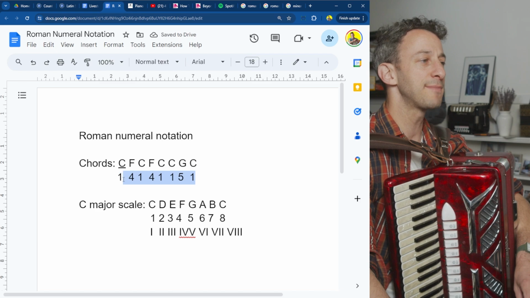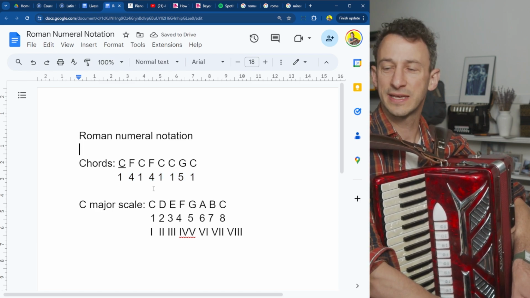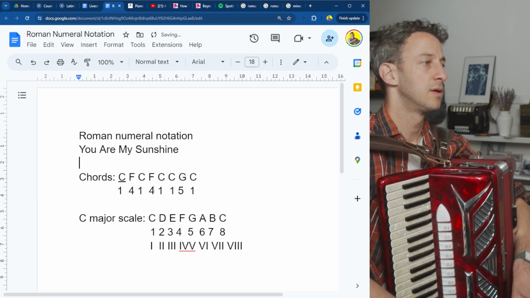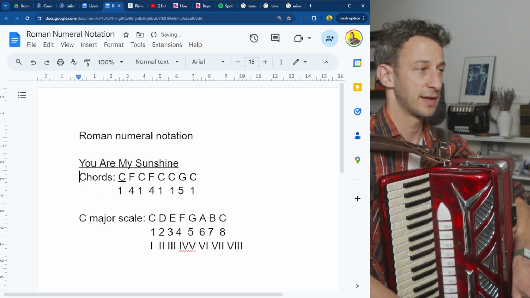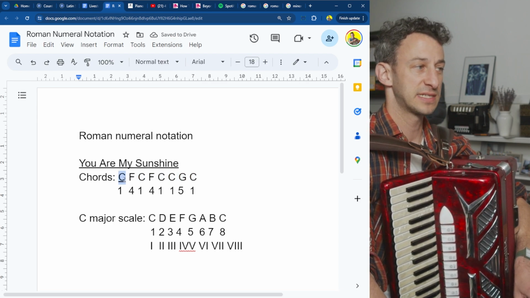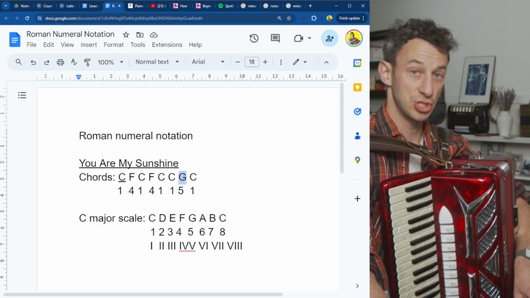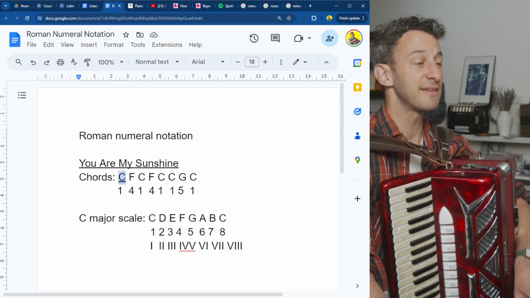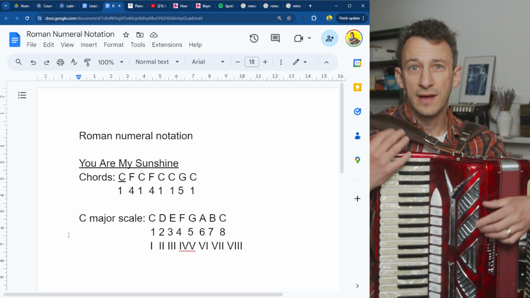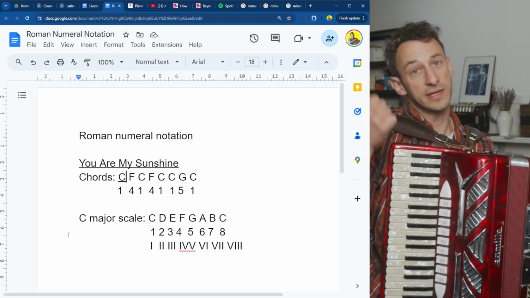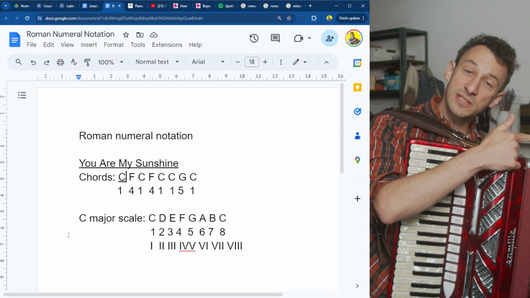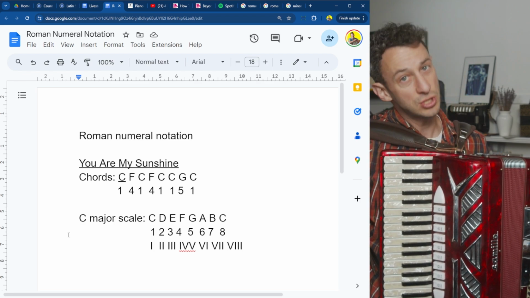So when I'm thinking of the song, what do we say this? You Are My Sunshine. When I'm thinking of the song You Are My Sunshine, the chords of the song contain a C, an F, and a G. The song is in the key of C major, and if I'm communicating the chords to another musician, I could say the song is C major, to F major, to C major, to F major, to C major, C major, to G, to the C.